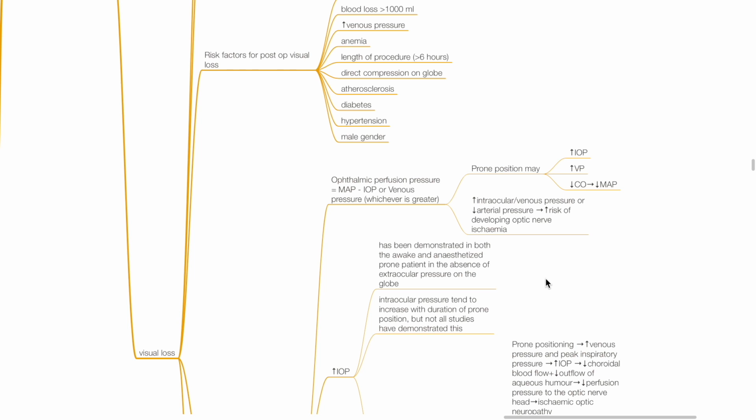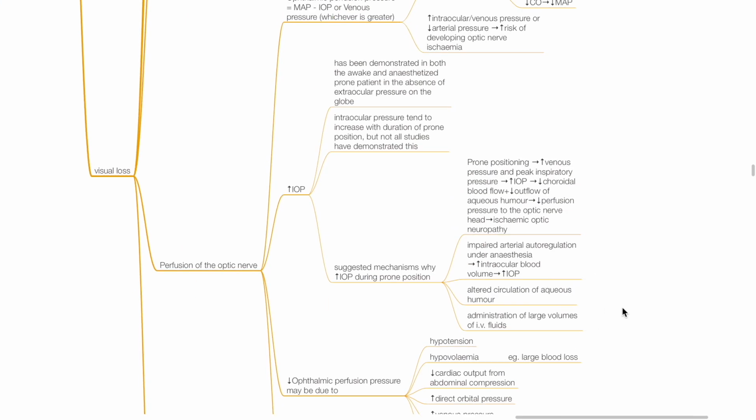The prone position may increase intraocular pressure, increase venous pressure, and may reduce cardiac output, resulting in reduced MAP. Increased intraocular pressure or venous pressure or reduced arterial pressure increases the risk of developing optic nerve ischemia. Increased intraocular pressure has been demonstrated in both the awake and anesthetized prone patient in the absence of extraocular pressure on the globe. Intraocular pressure tends to increase with the duration of prone position, but not all studies have demonstrated this.